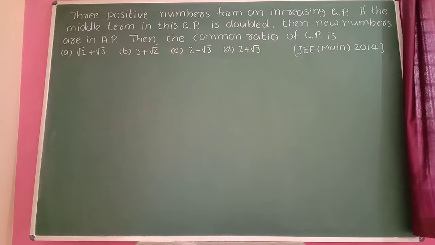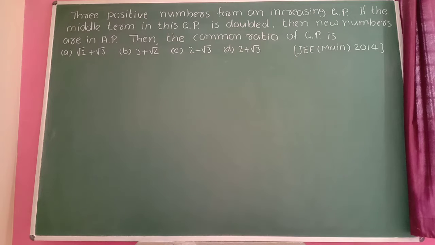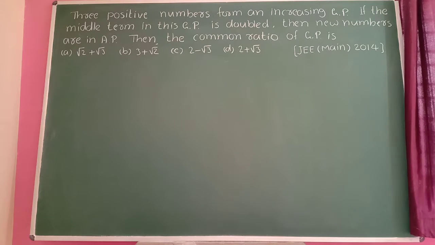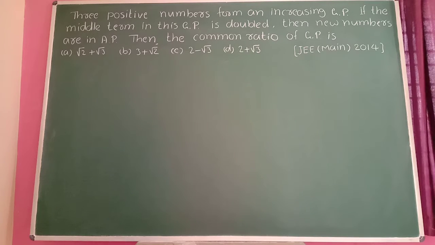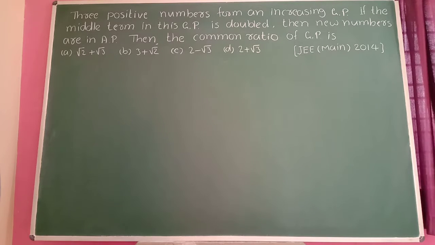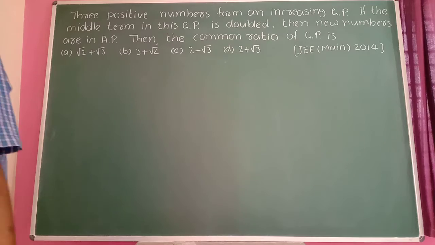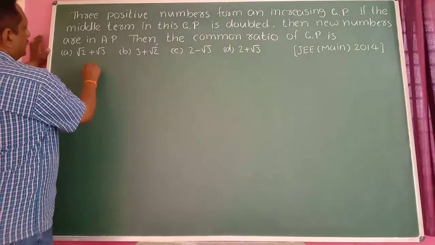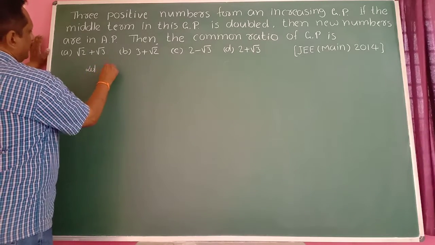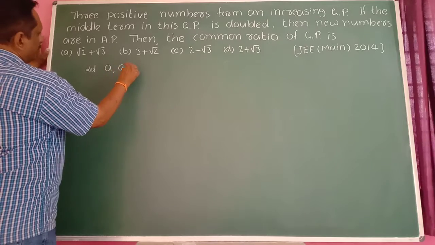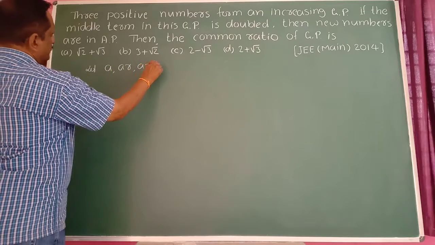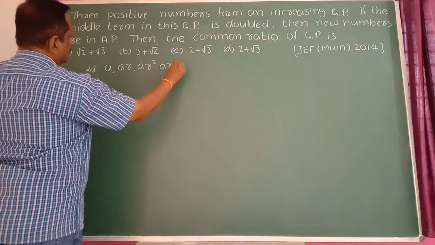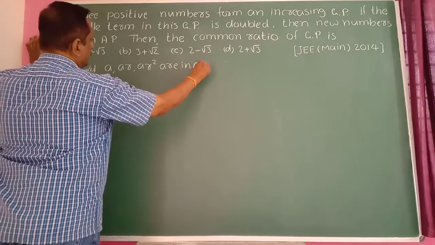So three positive numbers form an increasing GP. If the middle term in this GP is doubled, then the numbers are in AP. Then the common ratio of the GP is what here? Therefore, let A, AR, AR square are in GP.